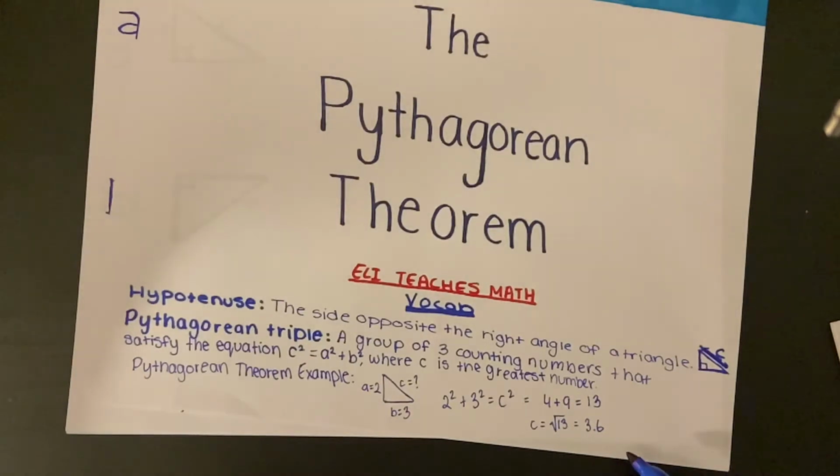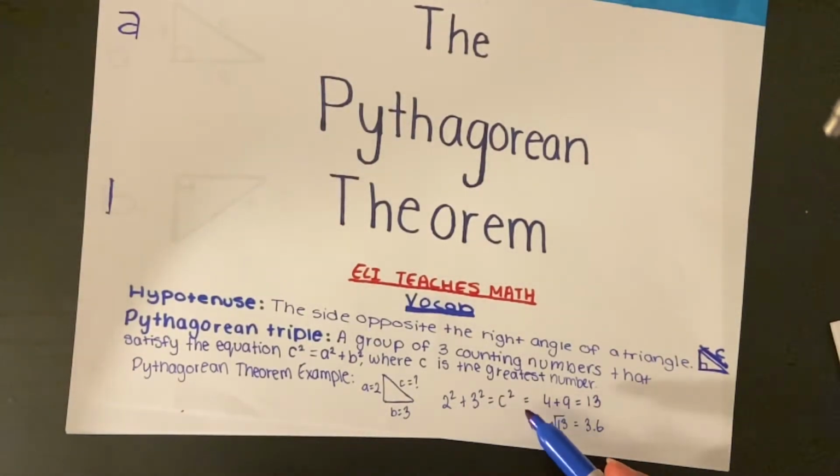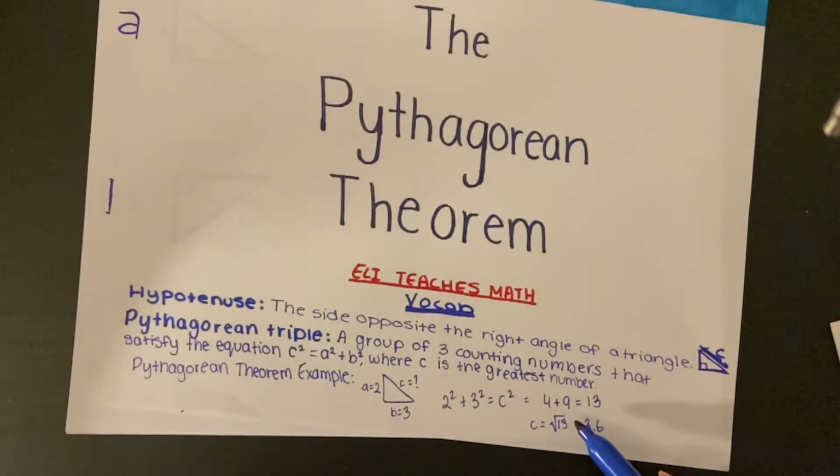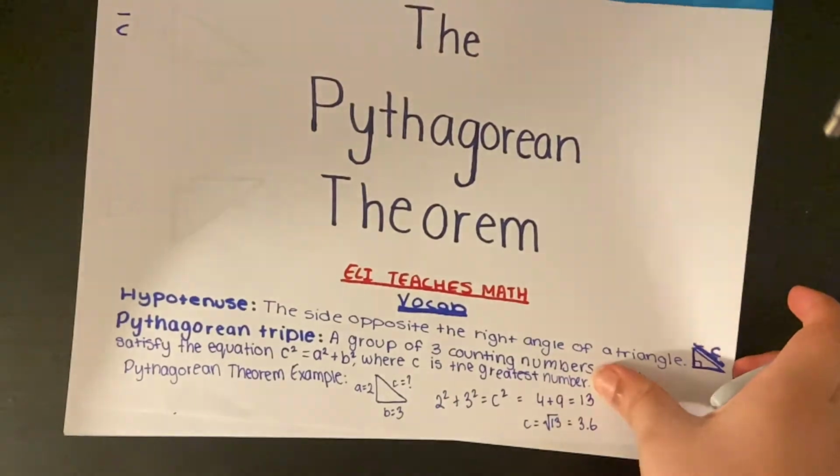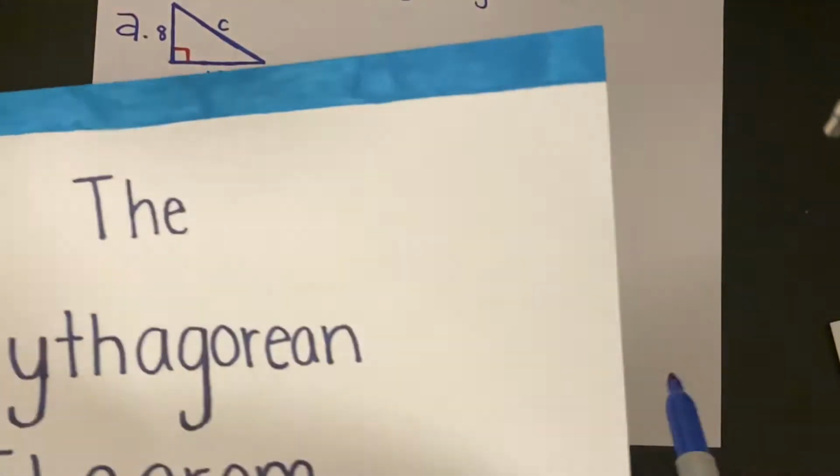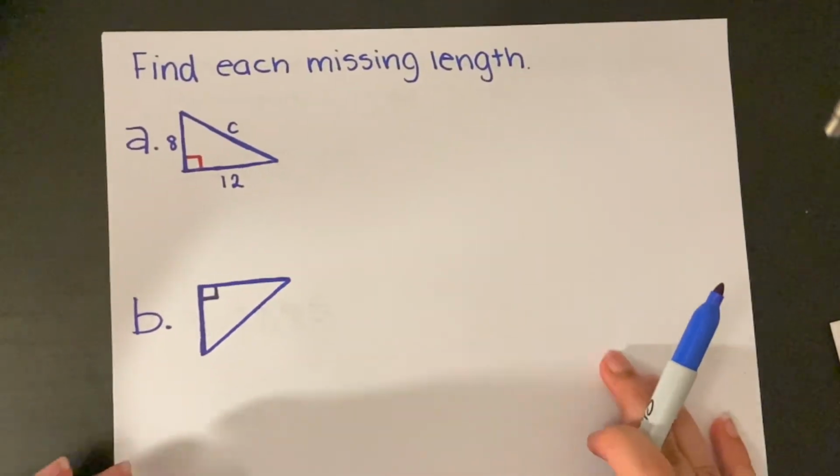And based on that, we can figure out c using square roots, right? So 2 squared is 4, 3 squared is 9, 4 plus 9 is 13, and the square root of 13 is 3.6, and that's how the Pythagorean theorem works. Let's try a few examples.